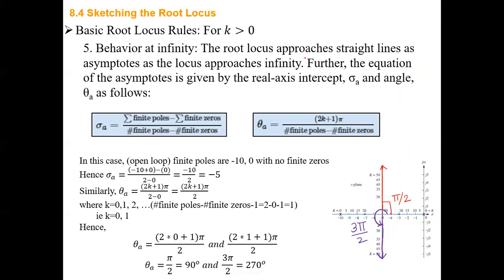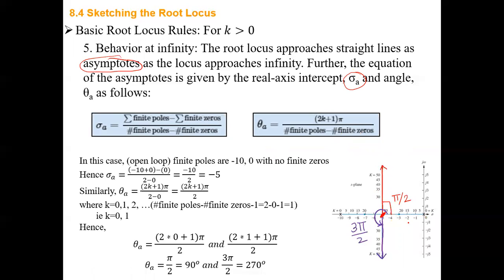Okay, so root locus approaches a straight line as asymptote as the root locus goes to infinity. Further, to find the behavior of those asymptotes, or to draw the asymptotes, we have to find the angle and the intercept. So where exactly on the x-axis do those asymptotes meet?